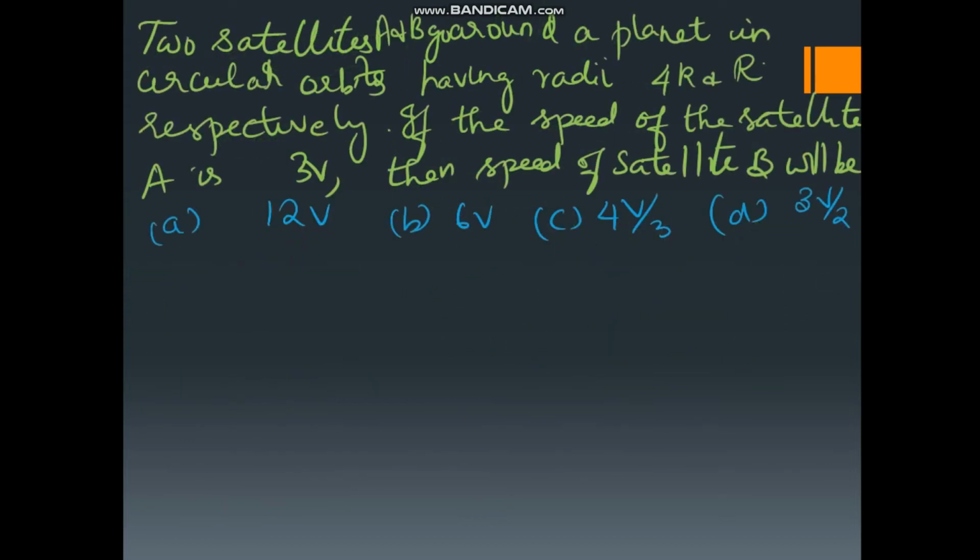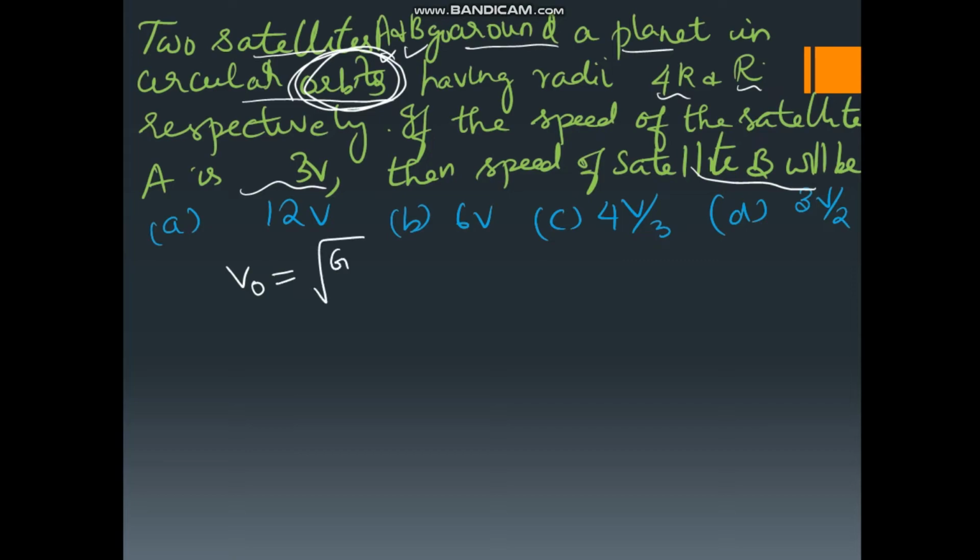Now let us see the next numerical. Two satellites A and B go around a planet in circular orbits having radius 4r and 3r. If the speed of satellite A is 3v, what is the speed of satellite B? If they are moving in circular orbits, they are indirectly using the concept of orbital speed. Orbital speed formula is root of GM by r. I told you VO is inversely proportional to root r. This formula we are using.